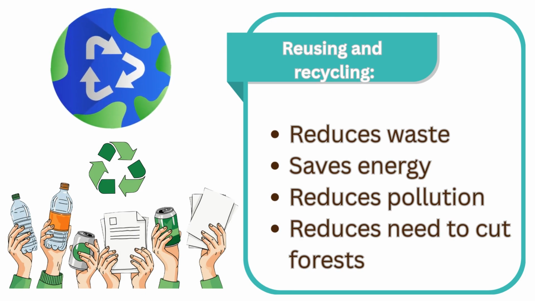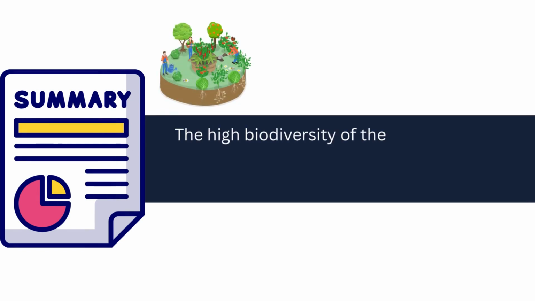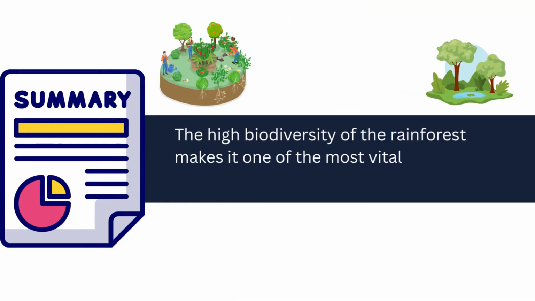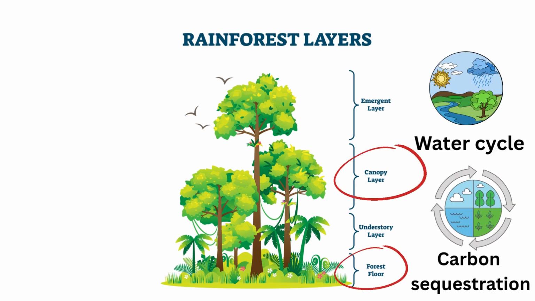So, reusing and recycling reduces waste, saves energy, reduces pollution, and reduces the need to cut forest. In summary, the high biodiversity of the rainforest makes it one of the most vital biomes on the earth. From the canopy to the forest floor, every layer plays a role in the water cycle and carbon sequestration. That means storage of carbon dioxide from the atmosphere, or capturing carbon dioxide, you can say.